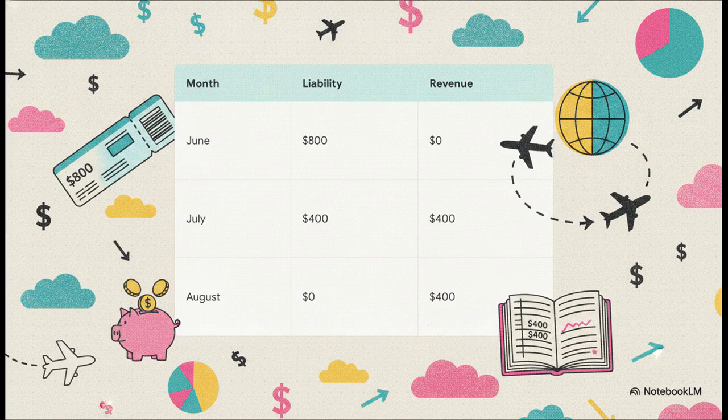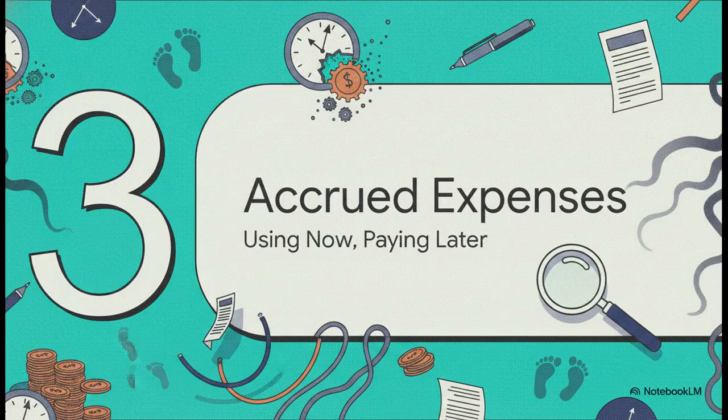on their income statement. Then August rolls around, they fly the customer all the way back to Vancouver, finish the job completely, clear out the very last of that liability, and record the final $400 in revenue. By doing this, they create a perfect, seamless harmony between what the accounting books say and what actually happened in reality. All right, moving right along to quadrant 3, accrued expenses.